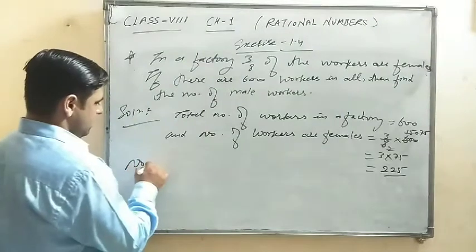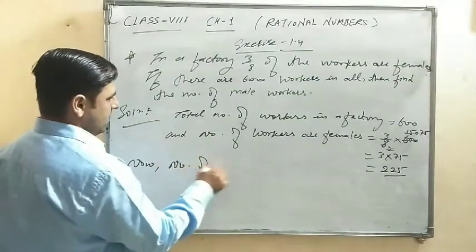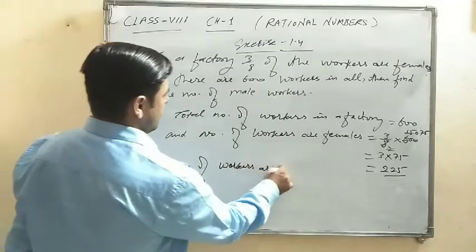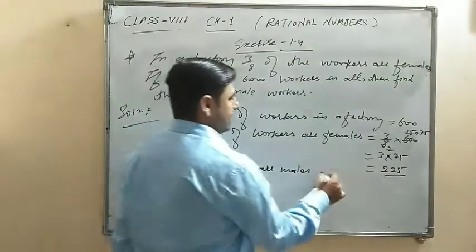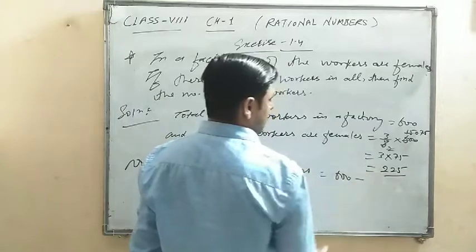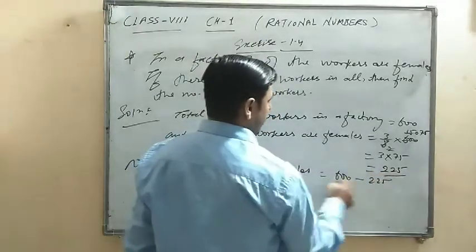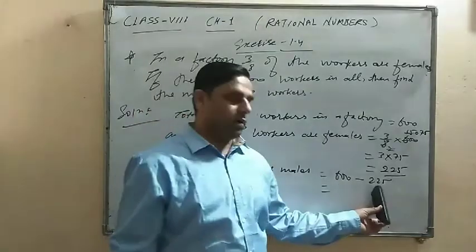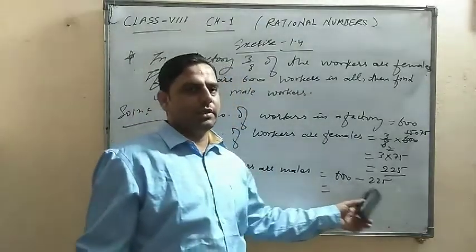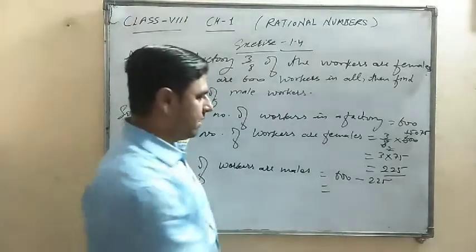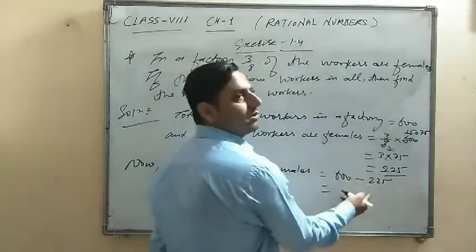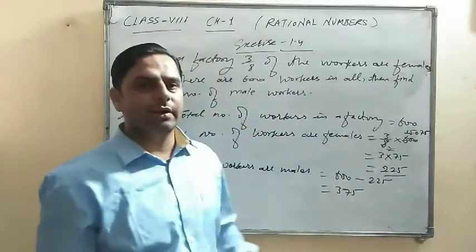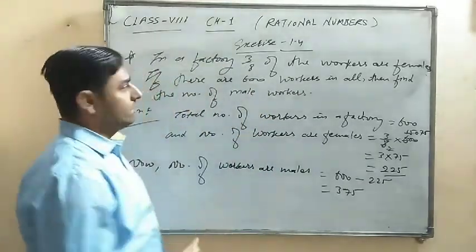Now the number of male workers is equal to the total minus the number of female workers. If you subtract the number of female workers from the total, then you will get the number of male workers. So 600 minus 225, then you will get 375. So it is the first question.